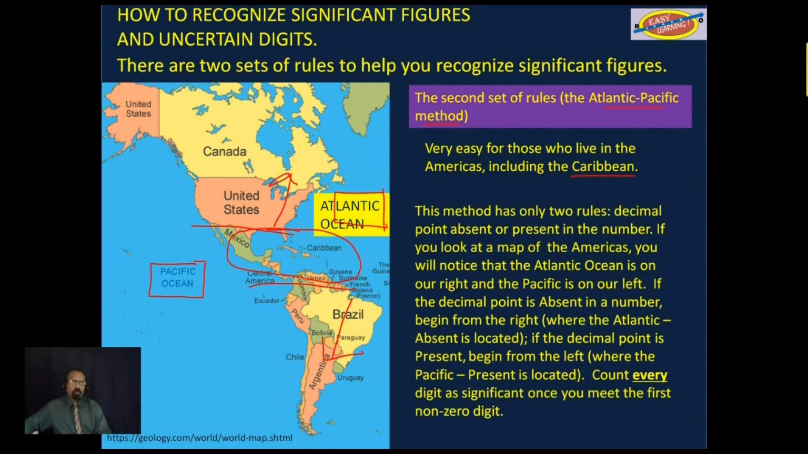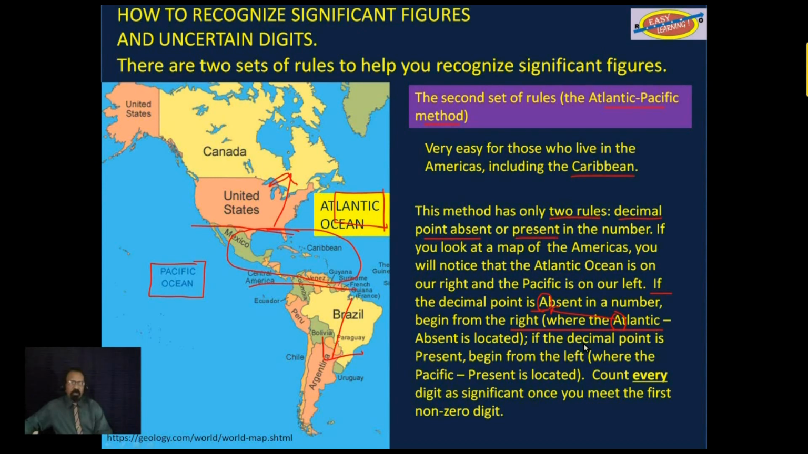The method has only 2 rules: whether the decimal point is present or absent in the number. If you look at the map of the Americas, as we said before, you will notice that the Atlantic Ocean is on the right and the Pacific is on our left. If the decimal point is absent in a number, we begin from the right where you have the Atlantic Ocean. So A for Atlantic, A for absent.